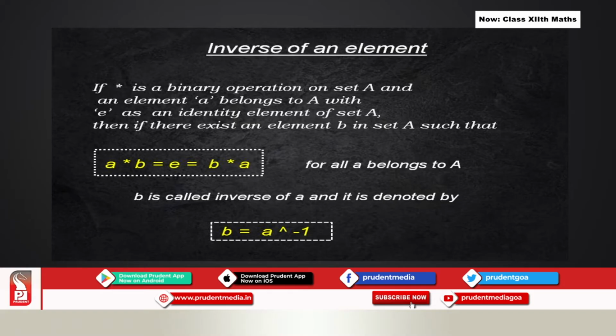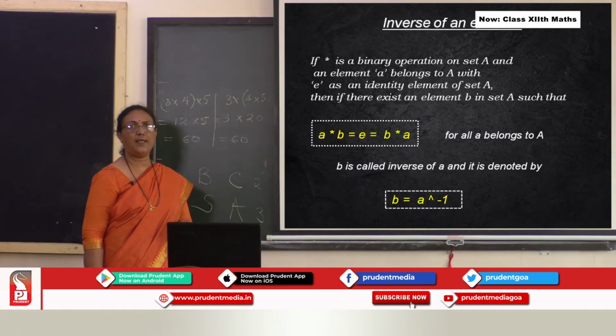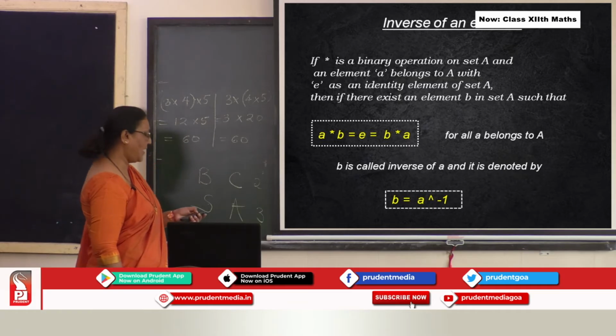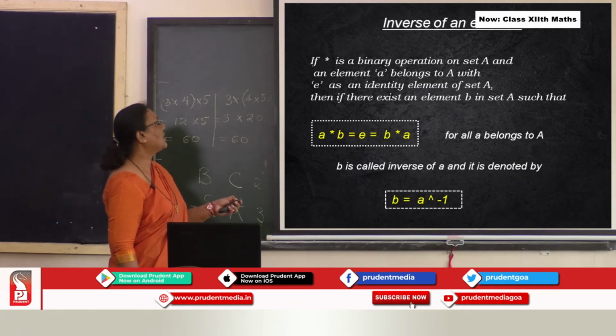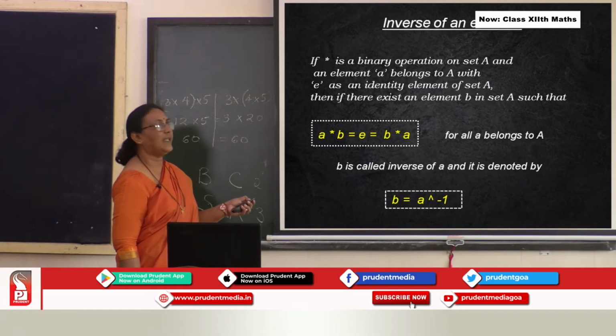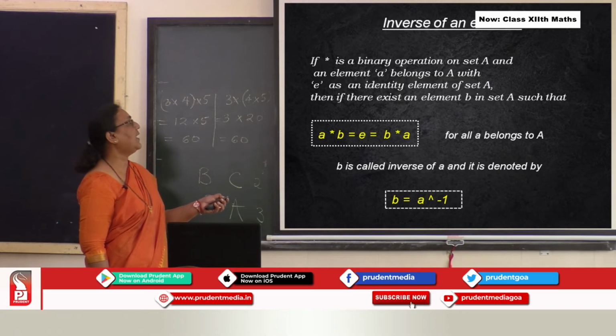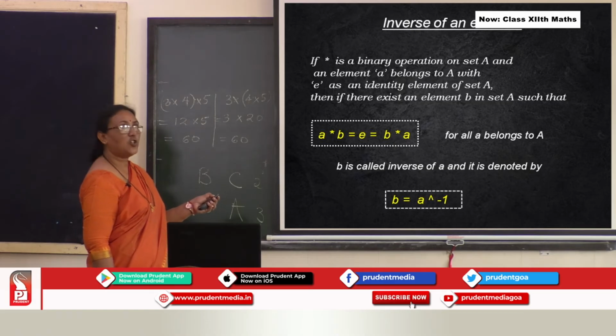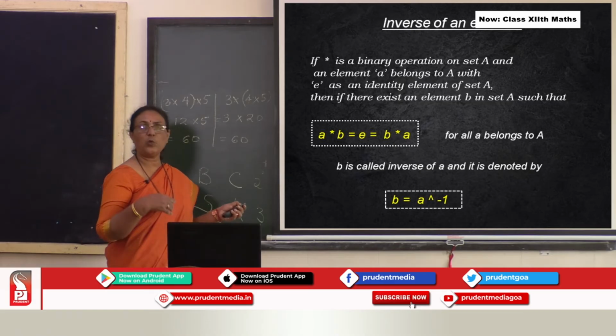Now, inverse of an element. See here, if star is a binary operation on set A, and an element A belongs to that given set, and E is an identity element of set A. There should be an identity element, then only you can go further.